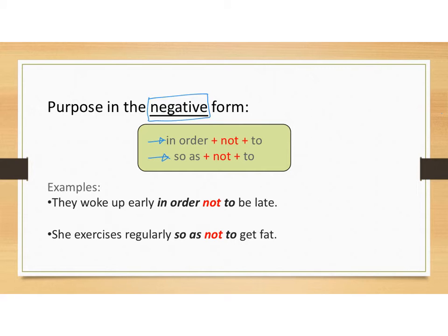For example, they woke up early in order not to be late. She exercises regularly so as not to get fat. So, when we want to use the connectives of purpose in the negative form, remember to put not before to.